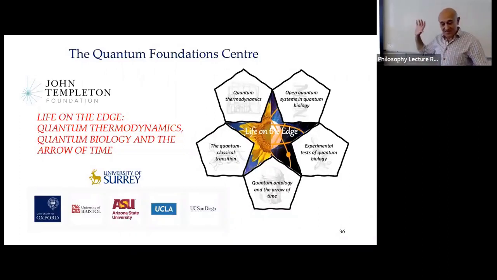We have 16 people named in the grant: 3 philosophers, half a dozen physicists, a couple of computational chemists, 2 applied mathematicians and 2 molecular biologists. And we'll see where it goes.